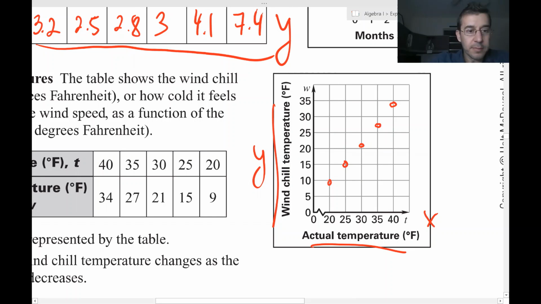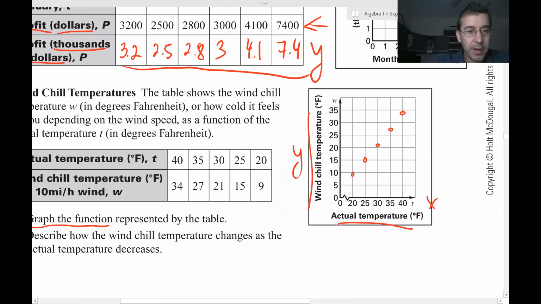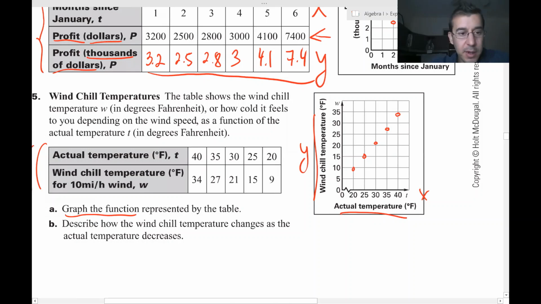So that was A. Under A, graph the function represented by the table, and B, describe how the wind chill temperature changes as the actual temperature decreases. So as the actual temperature decreases from 40, it decreases to 20, right? 35, 30, 25, 20. The wind chill temperature also decreases. Okay. 34, 27, 21, 15, 9.